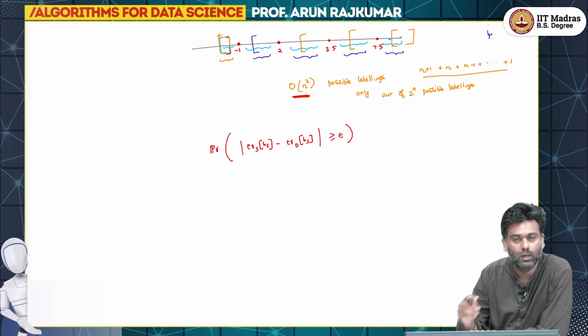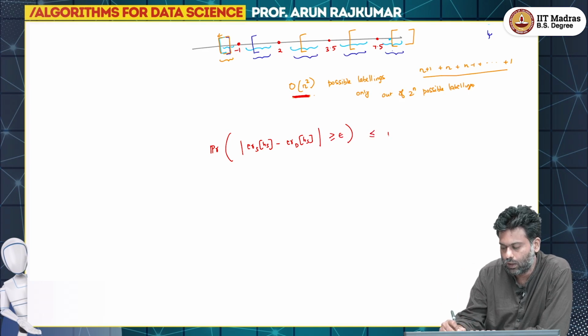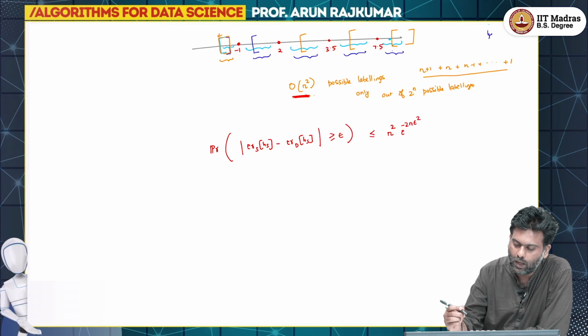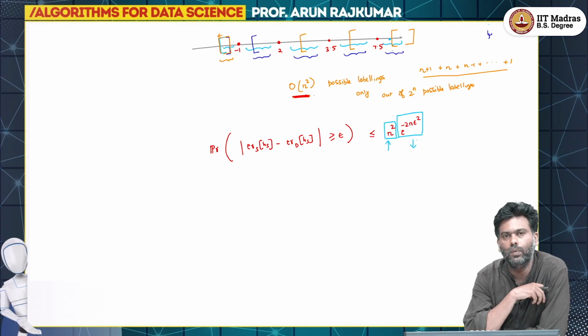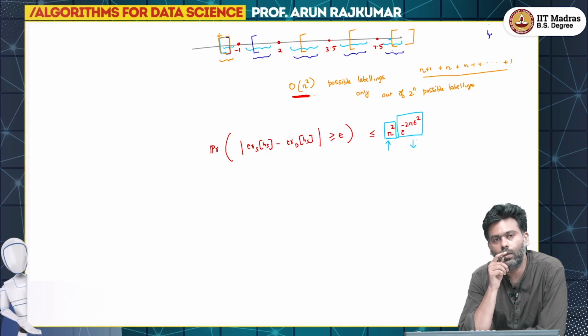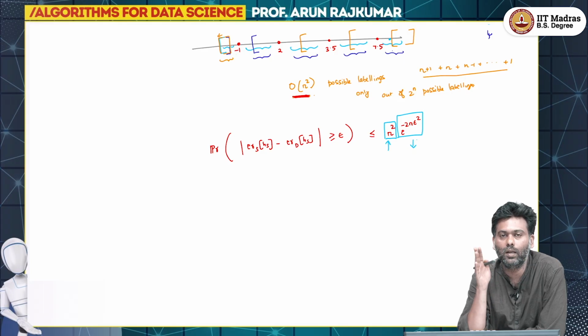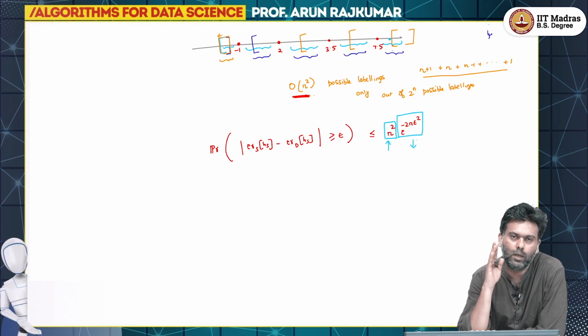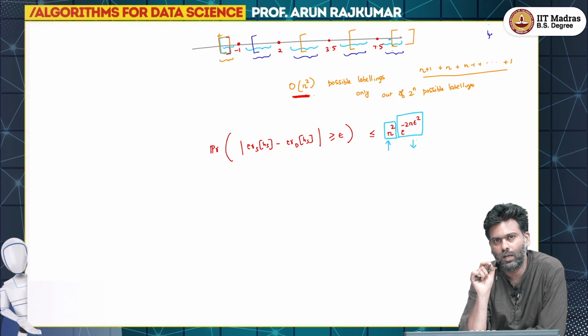I do not know, that depends on my algorithm, but I know that because there are only n squared classifiers, this is at most n squared times e power minus 2 n epsilon squared. Earlier this was 2 power n, now it is just n squared. Of course, this increases with n and this decreases with n, but the good thing is the increasing part increases only at a polynomial rate, n squared, whereas the decreasing part decreases at an exponential rate. So this product is going to keep decreasing as n becomes larger and larger.